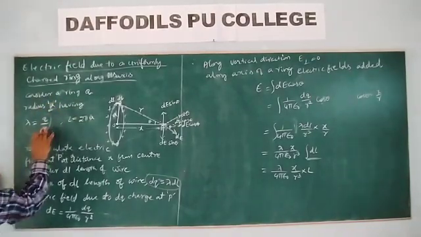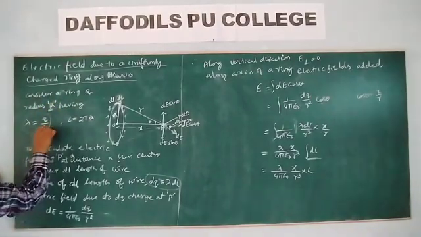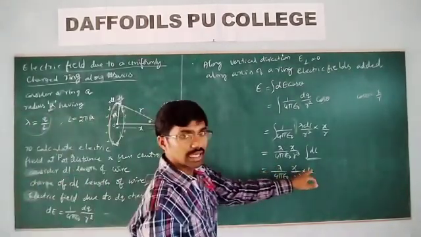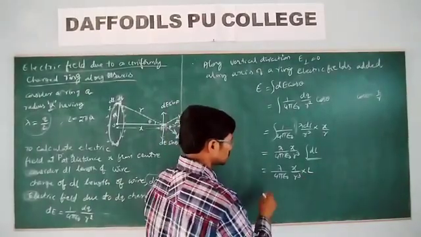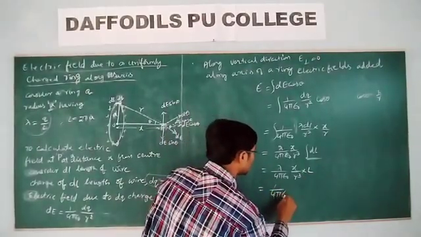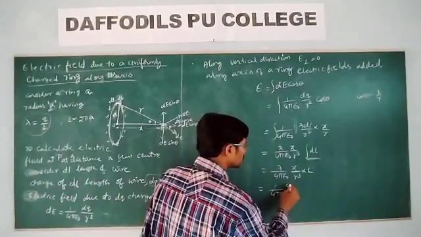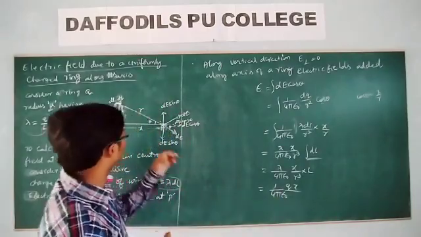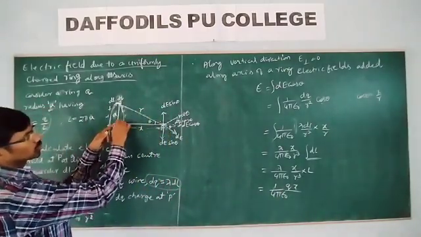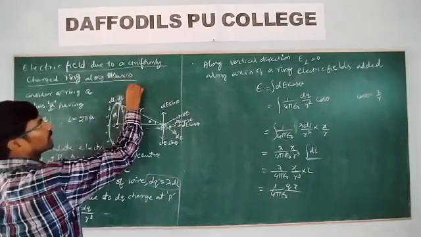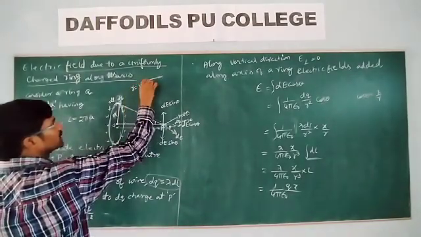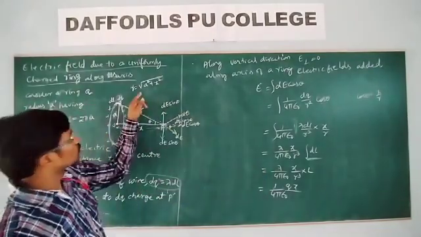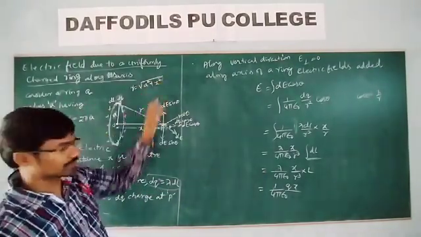Radius of the ring. Here lambda is equal to what? Charge per unit length. Okay, correct. Now you can write Q is nothing but lambda into L. Lambda into L is nothing but Q. That is equal to 1 by 4 pi epsilon naught, Q into x by r cubed. What is r cubed? Look at this one. r is equal to the square root of a square plus x square. r cubed means (a square plus x square) whole power 3 by 2.